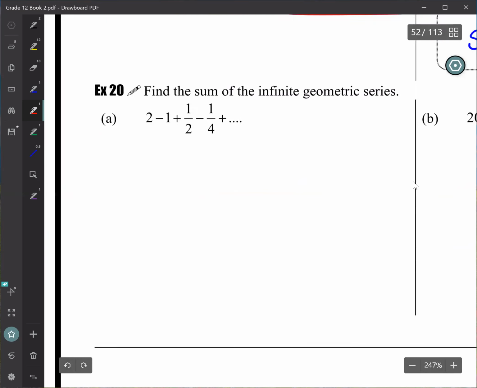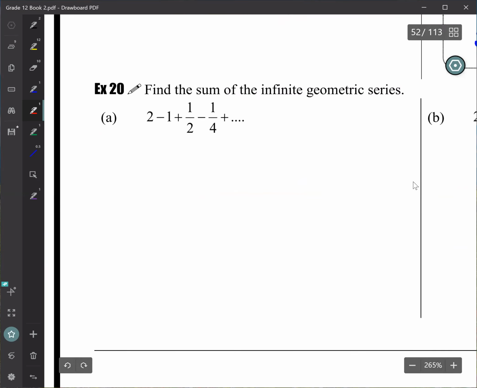So find the sum of the infinite geometric series. You will know that it's infinite because it says dot dot dot, it doesn't stop, and also the question says infinite. So the formula will be S infinite. Remember, before plugging in, we need to check the ratio. So what's the ratio for this one?